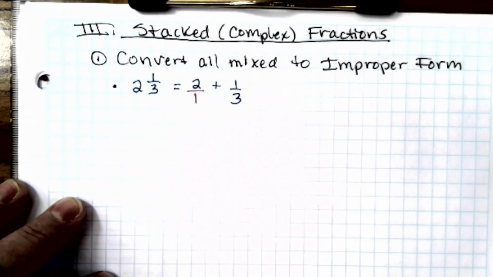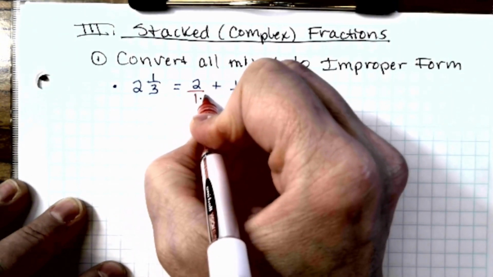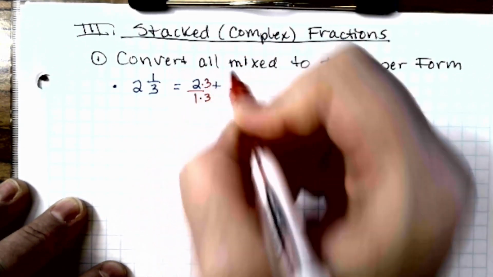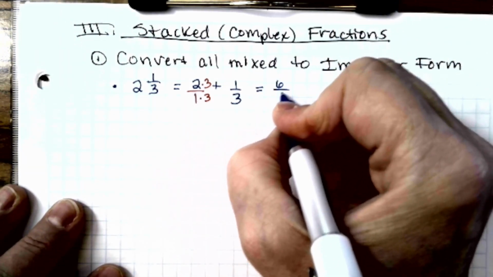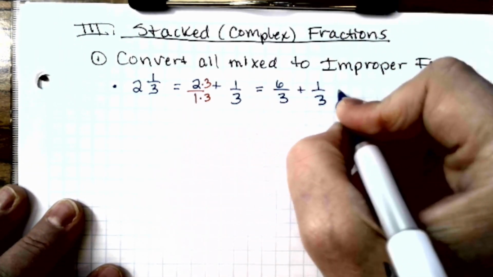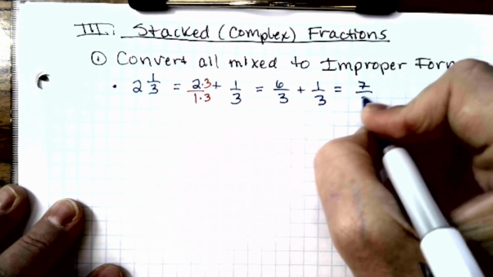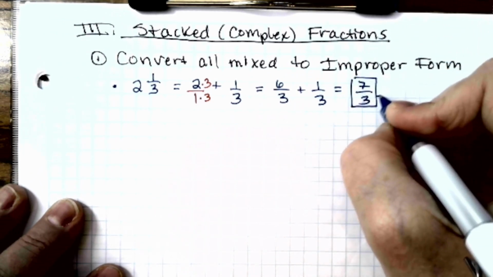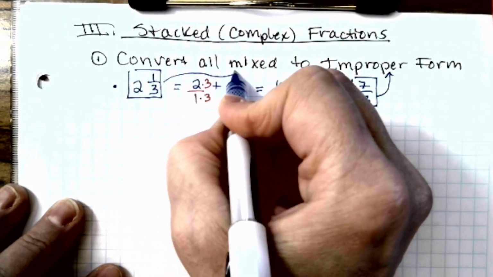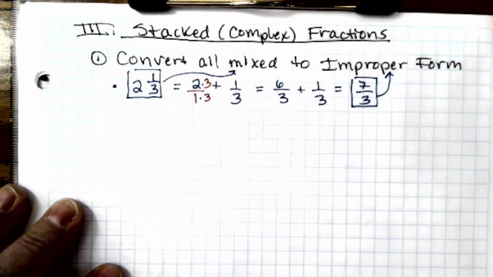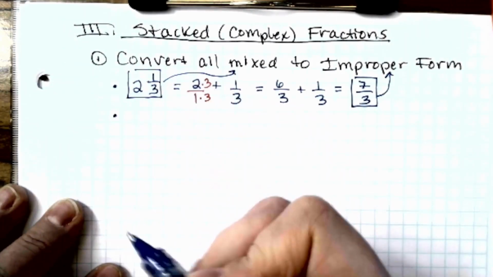So when you add fractions, you need a common denominator. The 2 needs a 3 on the bottom. So we multiply by 3/3. That gives us 6/3 plus 1/3, which is 7/3. That is improper form. This is mixed form. That is the no shortcut method.